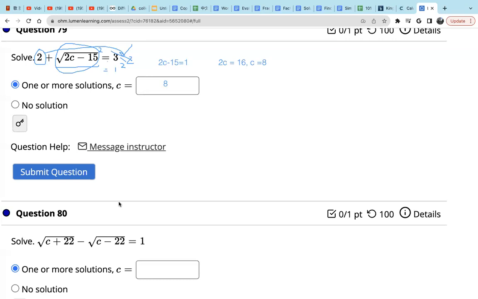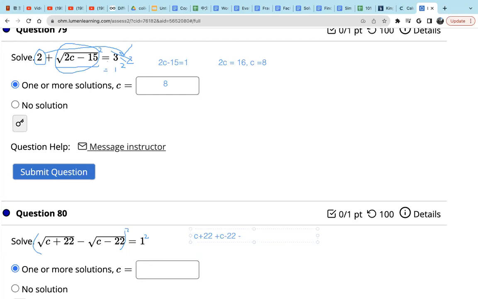80, we need to square twice because we have 2 square roots. So first we square both sides. So we get a perfect square. We get an (a minus b) squared. That's called a perfect square. So once we square that, we get the first term squared. So the square root of c plus 22 squared, which is c plus 22. Also, we get the last one squared. If we square that, we get c minus 22.